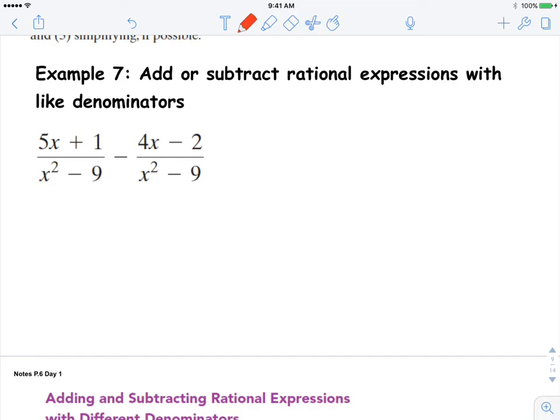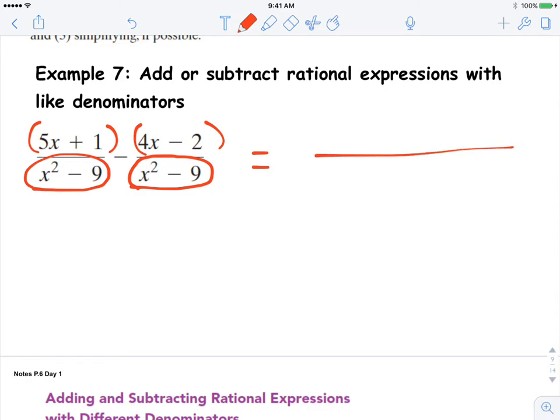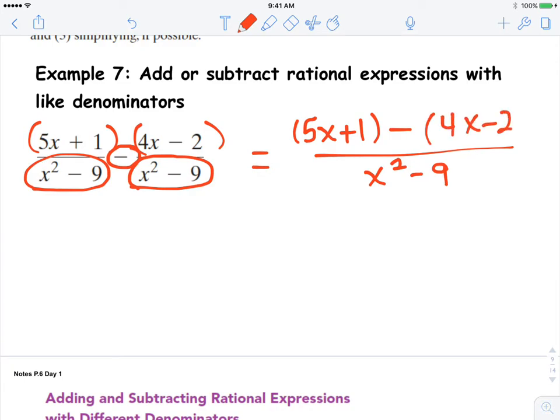So I'm going to go ahead and put a parenthesis in the numerators. The denominators are the same. They're both x squared minus 9. So we can combine them into one fraction. X squared minus 9 will go in the denominator. Now we look at the operation between them as a subtraction sign. So we're going to have in the numerator (5x plus 1) minus (4x minus 2).